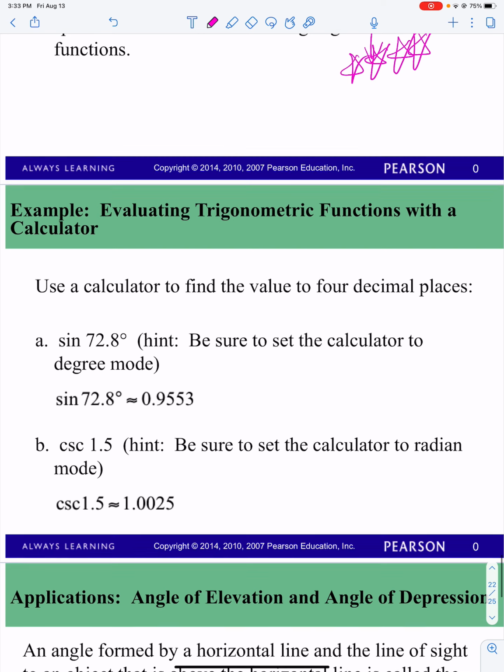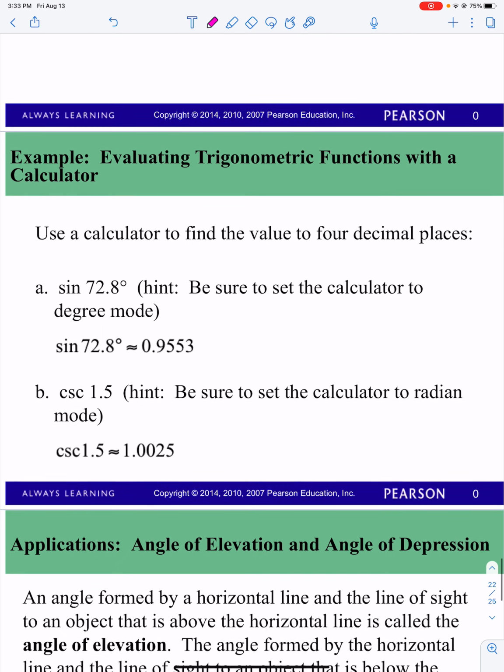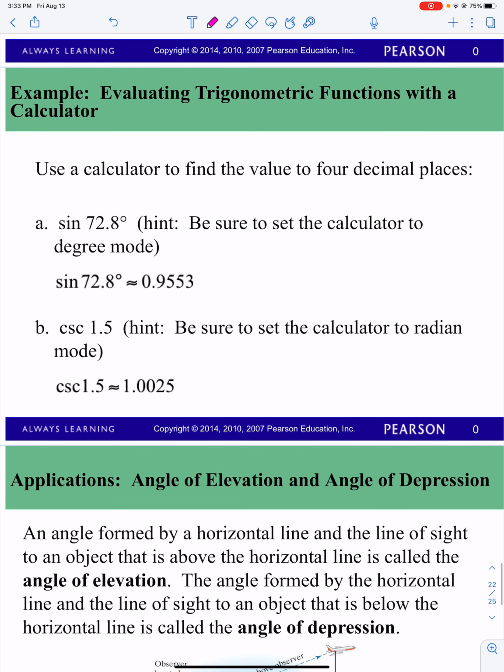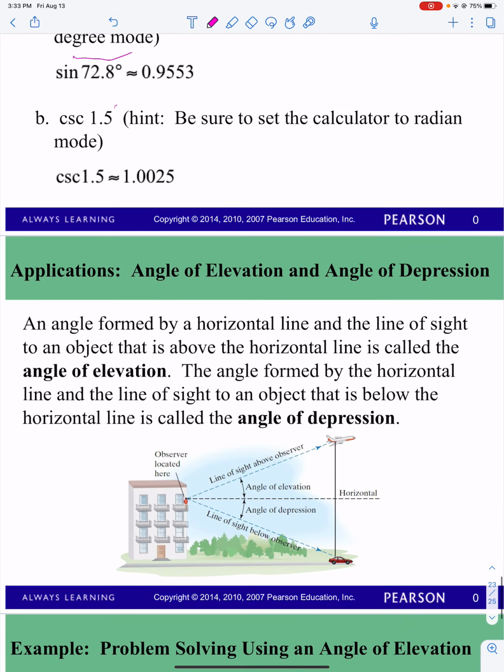So you can use the calculator, set it in degree mode because here it is a degree. If you do not have the degree circle here, that means what? It is radians. The question is not in degrees. It's in radians.